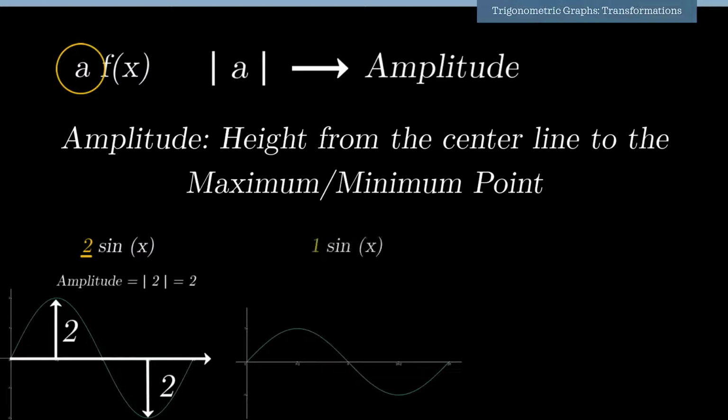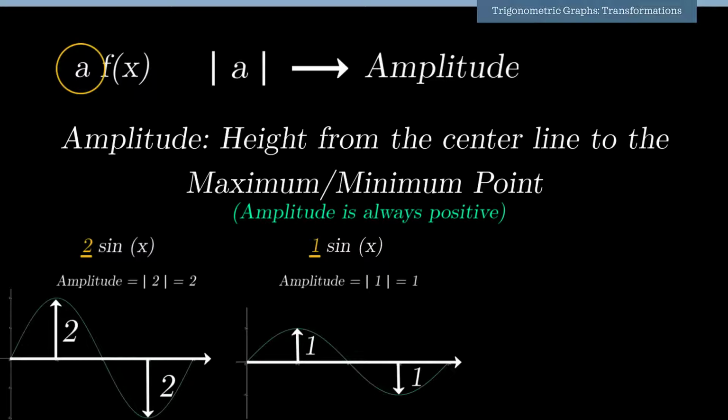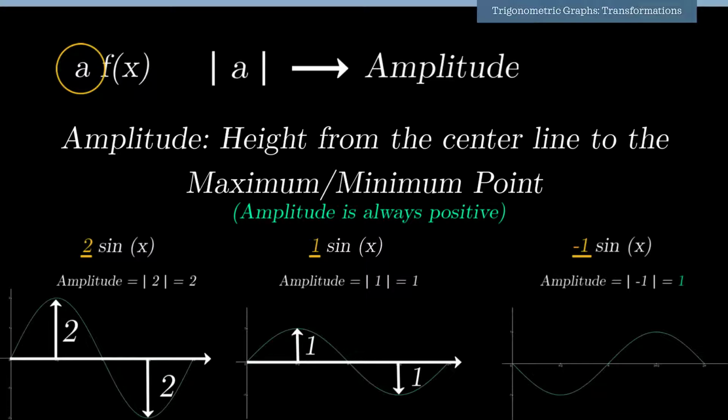Now let's look at the graph of sine x. This function sine x has the coefficient 1. So the amplitude is 1, meaning the distance from the center line to the maximum point or to the minimum point is 1. Another point to note over here is that the amplitude is always positive. So if the graph is of minus sine x, the coefficient here is minus 1. But I will take the modulus of this minus 1, which is going to be positive 1. So the amplitude is 1.